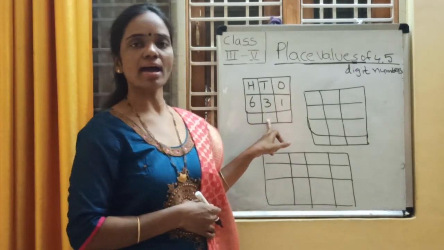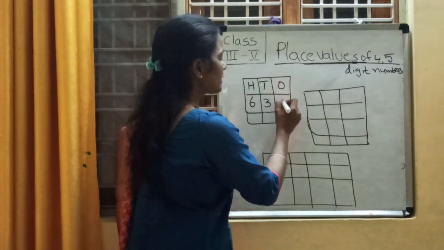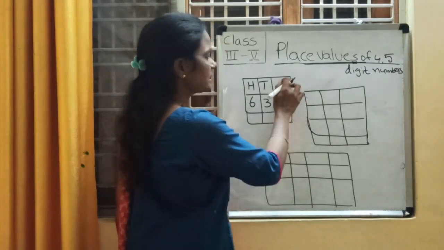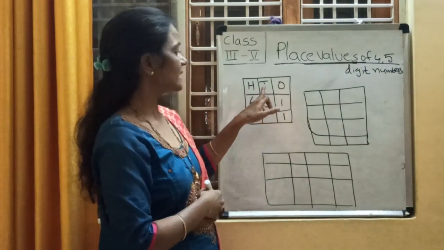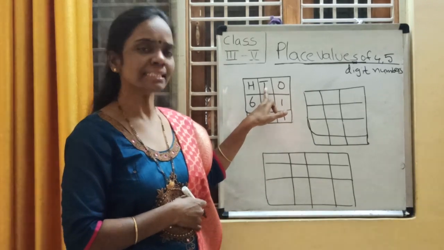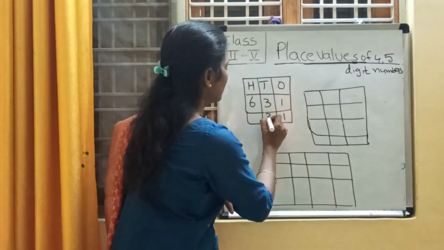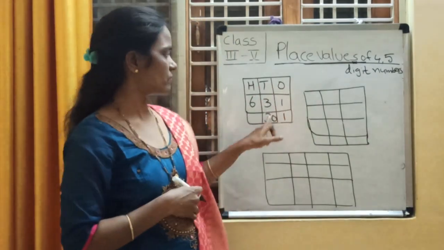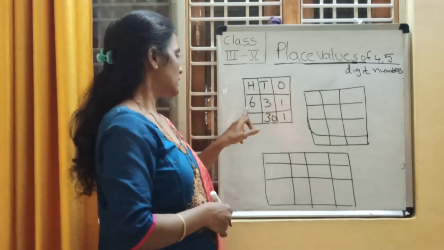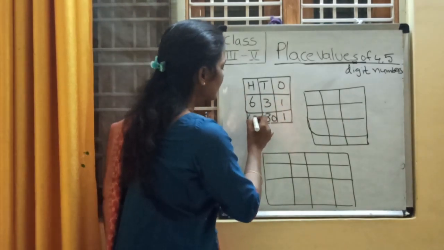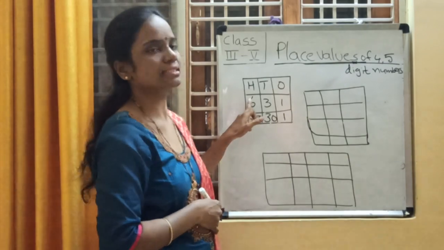This is a 3-digit number and places are ones place, tens place, hundreds place. Now write down the place values. Ones place value is 1. 1 into 1, 1. 3 is in tens place. 3's place value is 30. 3 tens are 30, 30 is the place value of 3. 6 is in hundreds place. 600 is the place value of 6.